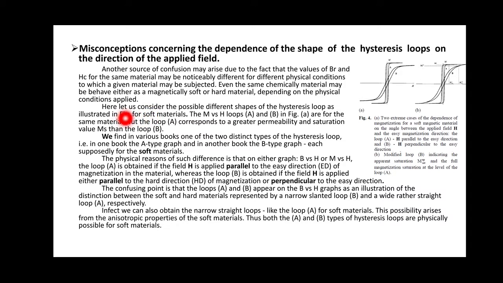Here, let us consider the possible different shapes of the hysteresis loop as illustrated in the figure for soft material. The M versus H loops A and B in figure A are for the same material, but loop A corresponds to greater permeability and saturation value MS than loop B.